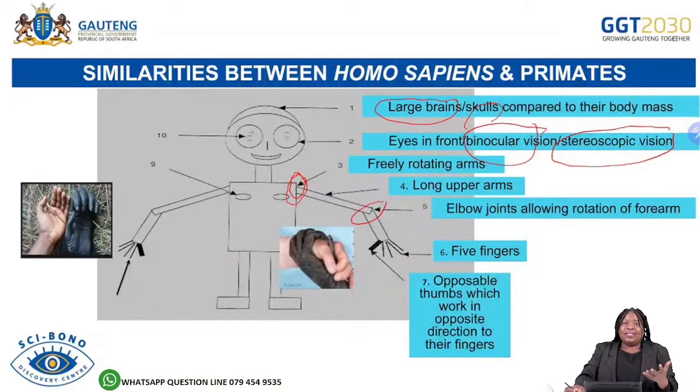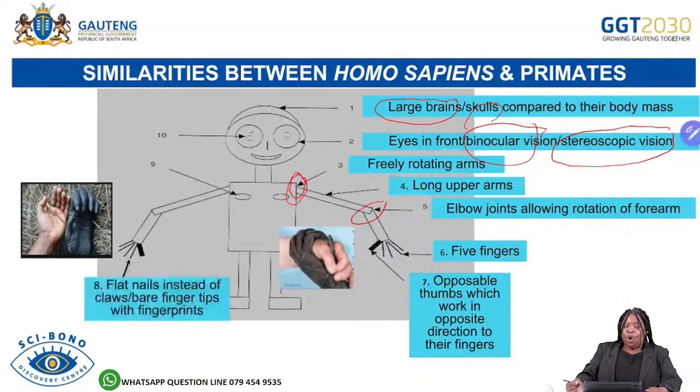It won't be so easy to write without it. Maybe if you lose one of your thumbs, it will be difficult to do activities like writing, like holding objects. So we call those opposable thumbs, which work in the opposite direction to the other fingers. All primates and humans, we share those. Right? Now we also have flat nails.